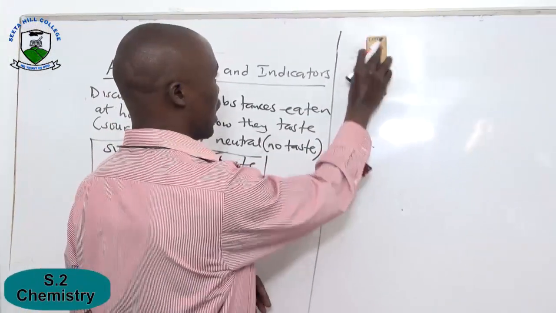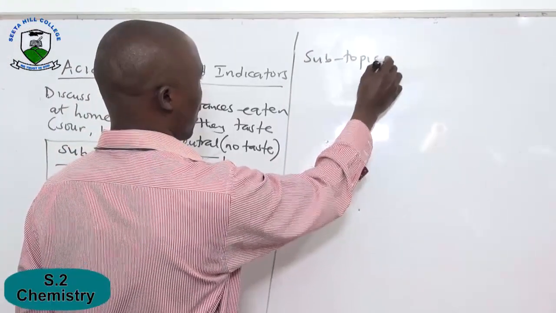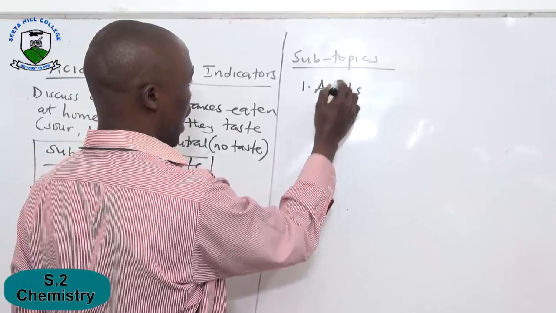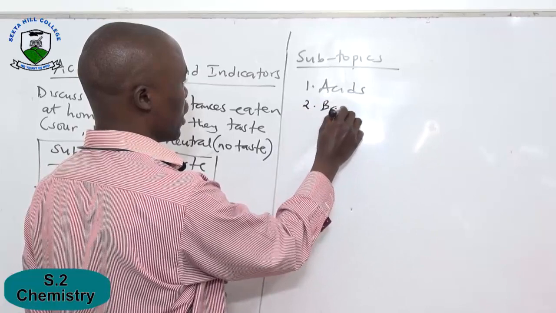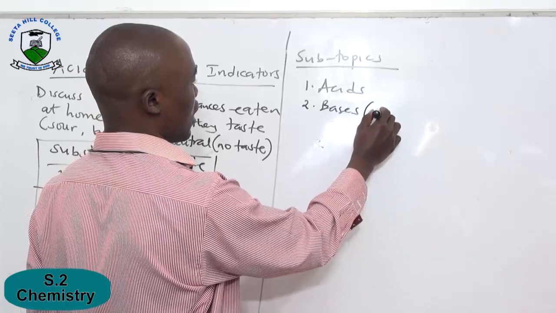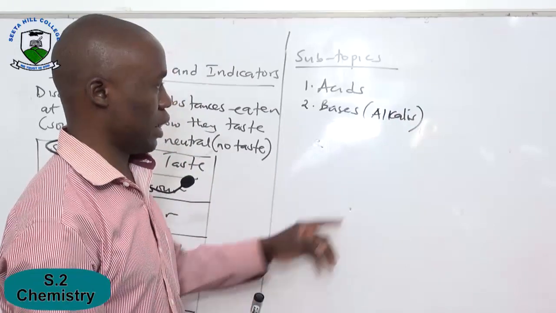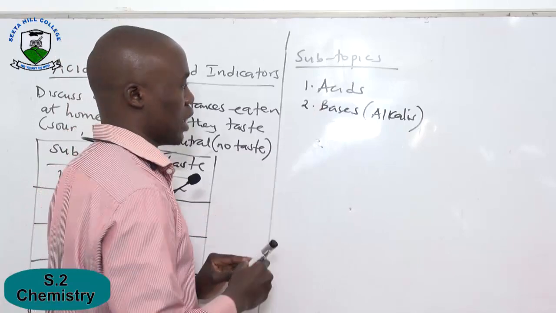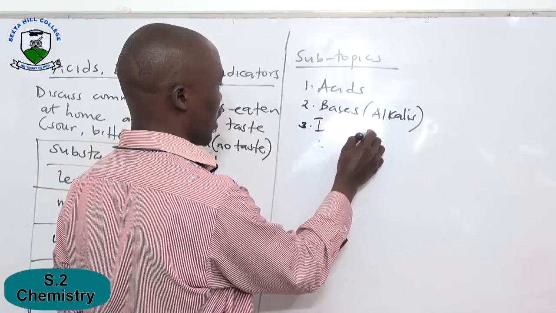Today it throws us into our subtopics, because you have seen that substances can be any. That means we shall pick out acids alone, then pick out bases. Then in bases, there are some which are called alkalis. That means you shall see alkalis. Then we shall look at the indicators.